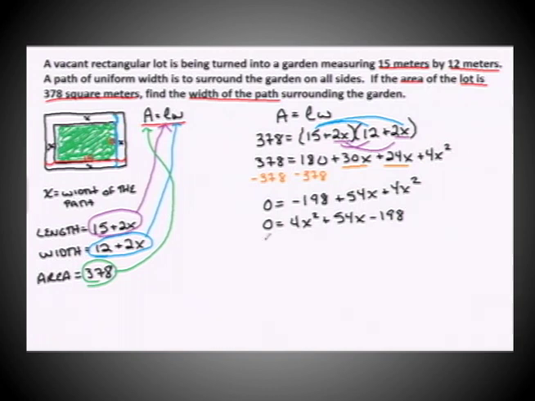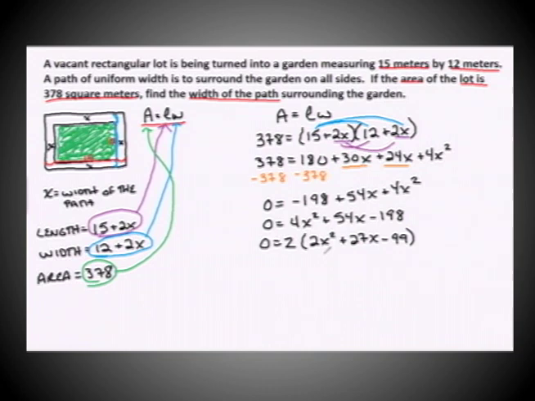And we do have a GCF that we can take out that'll make it a little easier on us. And that GCF is 2. When we divide each term by 2, we're left with 2x squared plus 27x minus 99. And now if we look inside the parentheses, we see that we don't have an a of 1, so we need to employ the grouping, also known as the AC method, or you could use trial and error. I'm going to use the AC method.